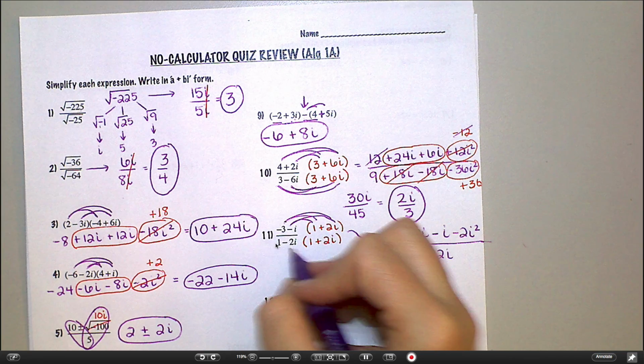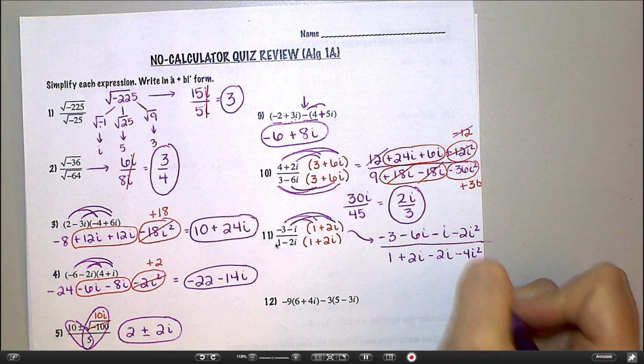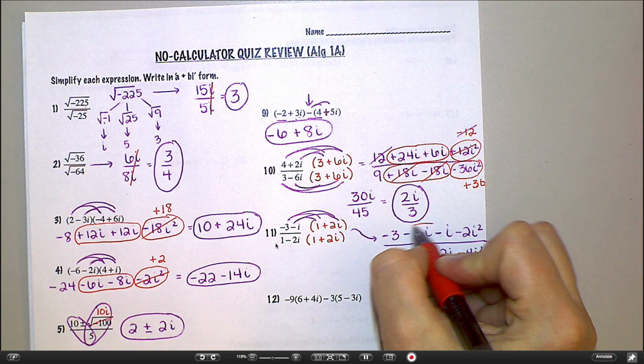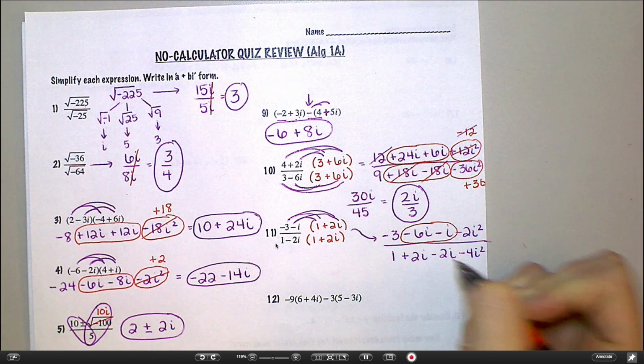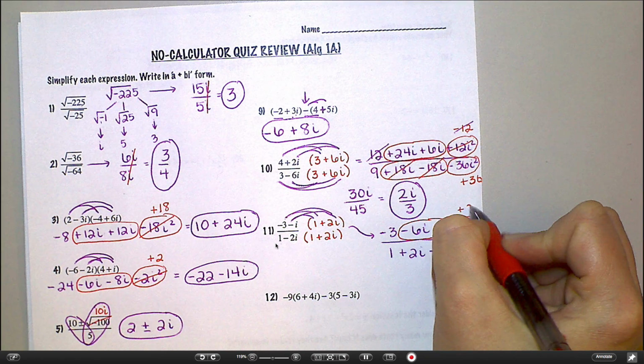And then negative 2i times positive 2i gives me negative 4i squared. Okay, and just like before, let's combine and simplify. So I end up with negative 6i minus i. This negative 2i squared can become a positive 2.